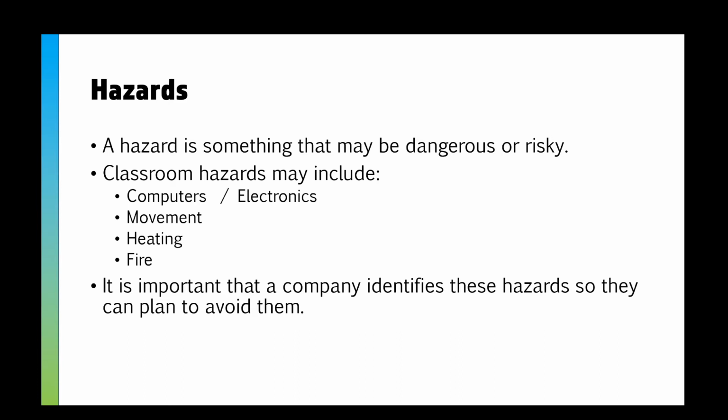Think about your classroom when you're at school. You've got lots of computers in the room potentially, things could get knocked over, people are moving around too much and being silly, running around. You might trip over wires, electronics might fail and set on fire, heating might break so the room gets really, really hot and the computers overheat, or the aircon unit might break and start leaking water everywhere. There's loads of things that could happen, so it's really important that a company identifies each of these hazards so they can plan to avoid them.